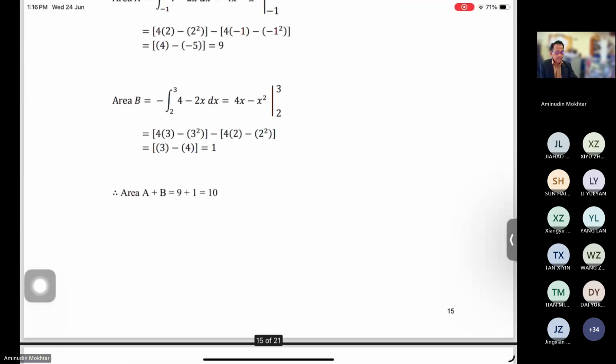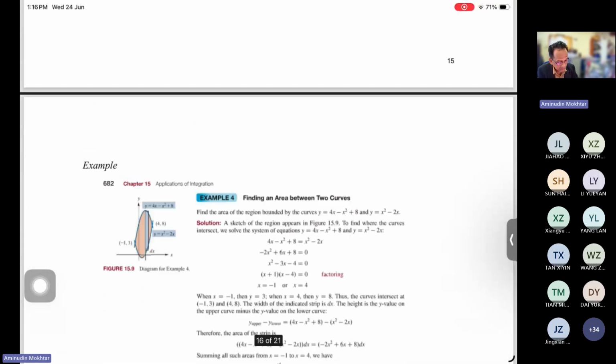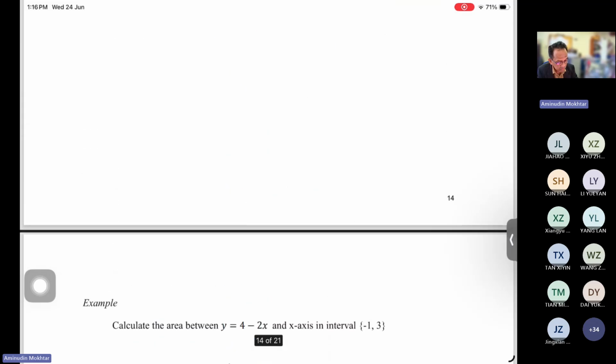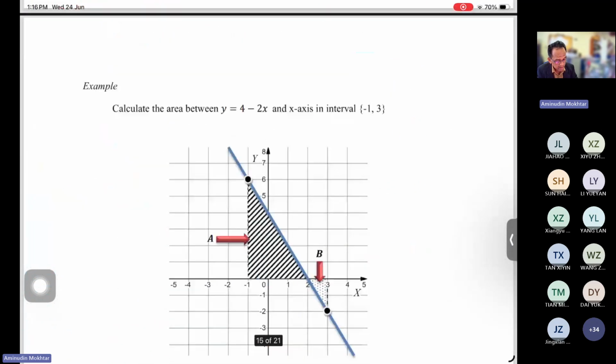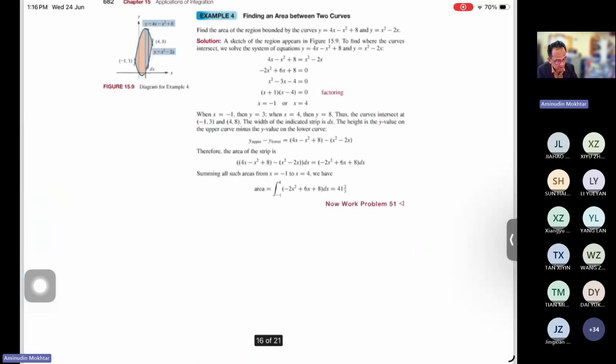There is another example. I hope you can review it by yourself, and if you have any questions, you can ask me by WhatsApp, or we can discuss it in my office.